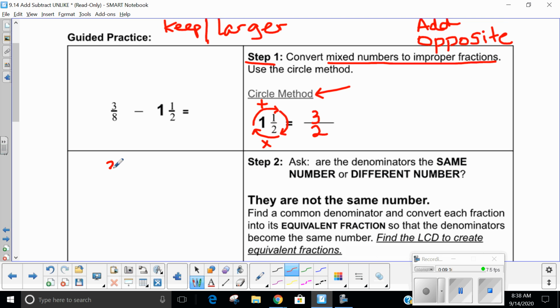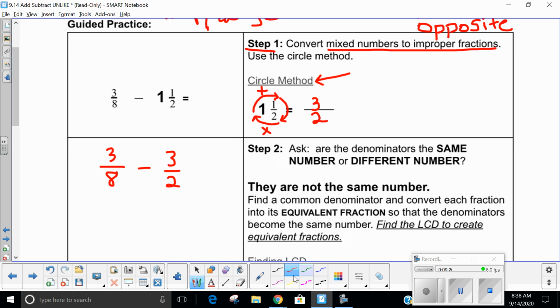Okay, so we're going to rewrite the problem now. We're going to say 3/8 minus 3/2 because we converted it. Okay, so now you need to ask yourself, are the denominators the same number or are they a different number? So when you look at this, they're different. Okay, now we have to convert these to equivalent fractions.